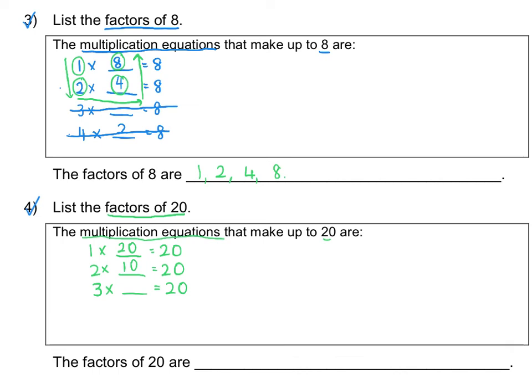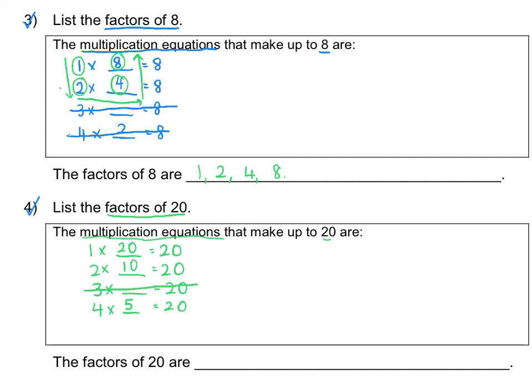Okay, next. 3 times what gives 20? If you list out your 3 times table, 3, 6, 9, 12, 15, 18, 21. Do you see a number 20? No, after 18 is skipped to 21. So 3 times nothing here. Next, 4 times what gives 20? Use your 4 times table. 4, 8, 12, 16, 20. How many fingers? 5 fingers.